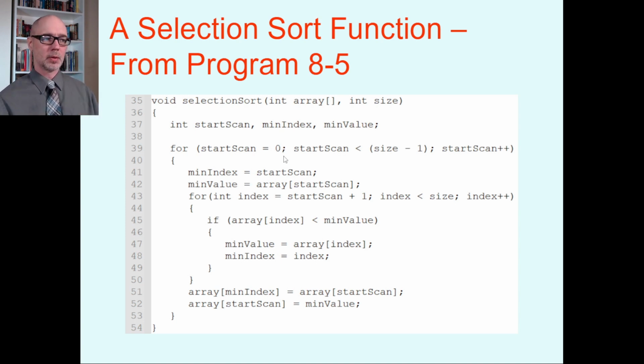The outer loop start scan is going to go 0 and 1 and 2 and 3 as you fill in each one. Lines 41 to 50 are the find the smallest job, with the initialization and the for loop for the search and the if statement to determine whether something's smaller, like we said. And again, lines 51 and 52 are the one and only swap that happens per pass.